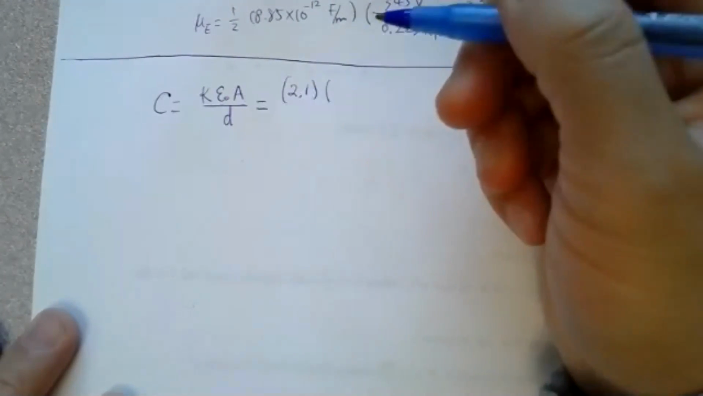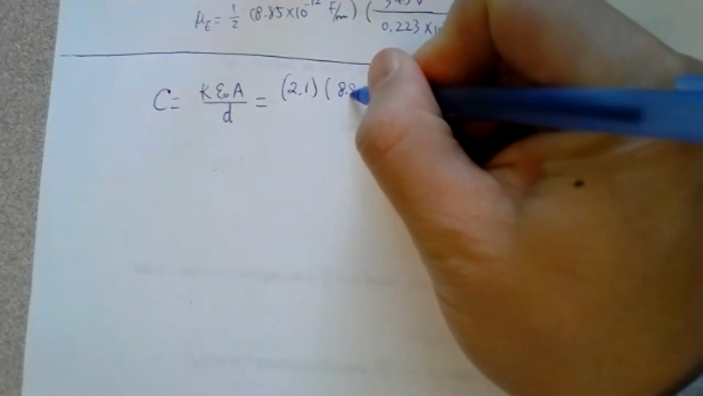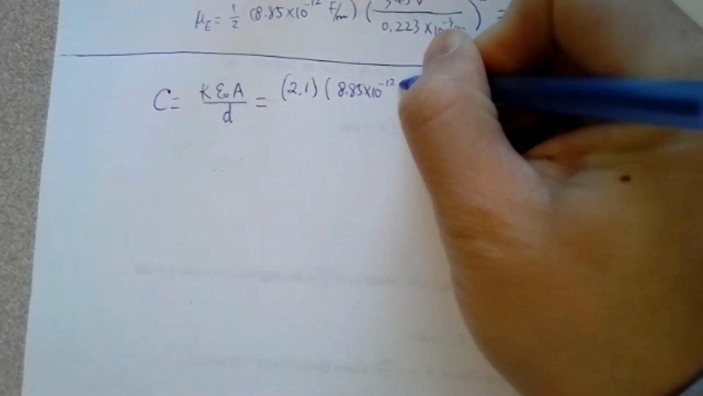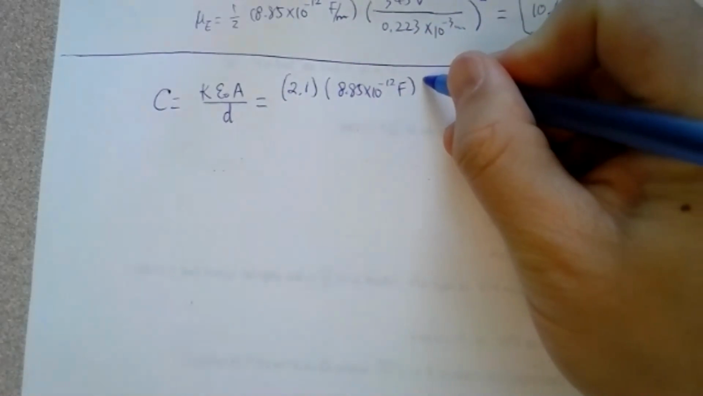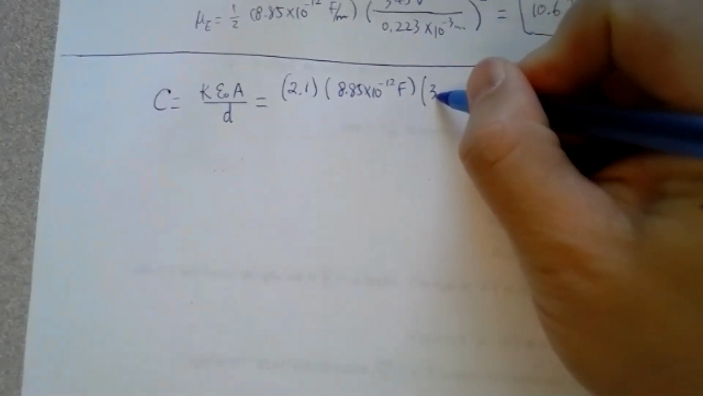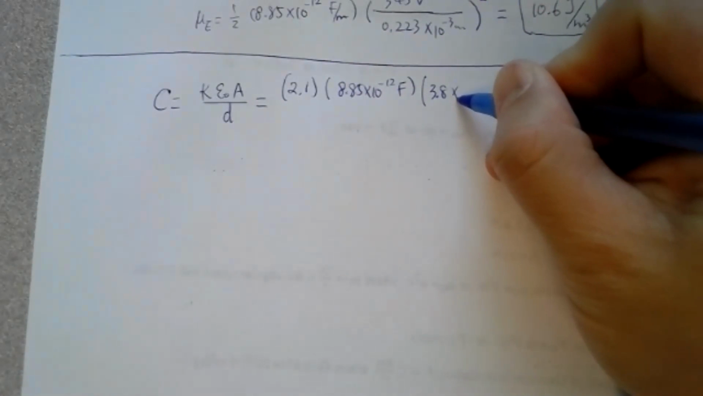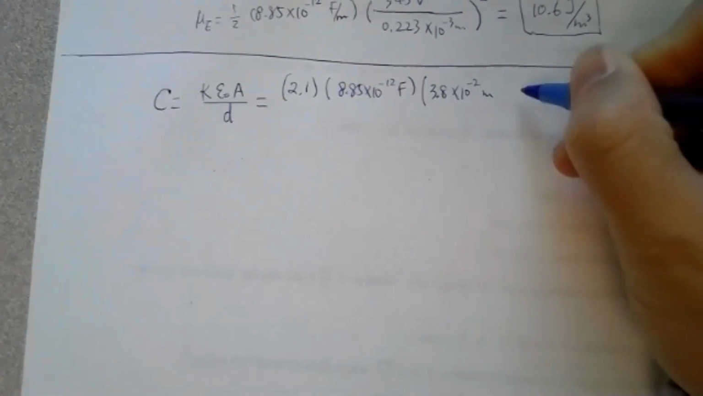For kappa, the dielectric constant, it's basically the ratio of the permittivity of the material over the permittivity of the vacuum. So it's a ratio, so it doesn't have a unit. So 2.1 times epsilon naught, which is 8.85 times 10 to the negative 12 farad per meter, times the area, which gives you width and length. So you can do 3.8, but it's given in centimeters, so times 10 to the minus 2 meters, okay?